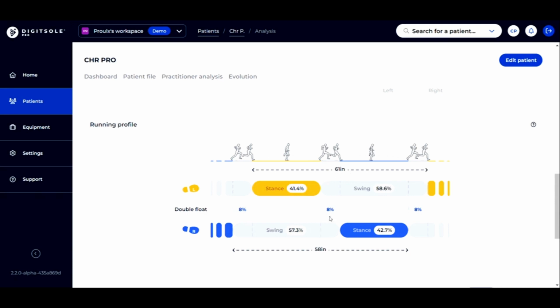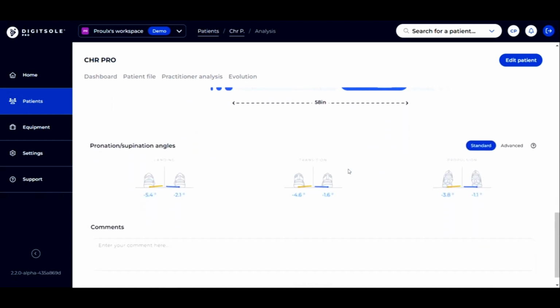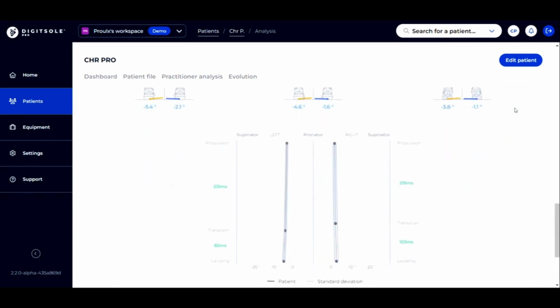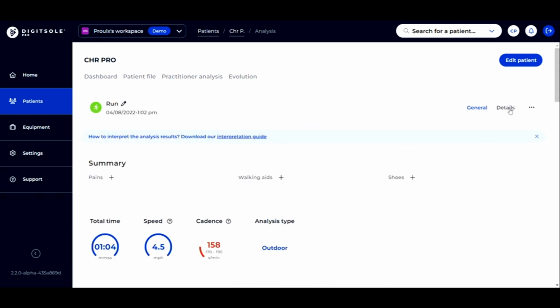So I quickly look at these two. We see a 3-inch difference. Not too dramatic, but we continue to look down and see if we can find anything else. The pronation supination angles that we see, we consistently see that it's almost always at least double with regards to heel inversion or supination on that. So I'm going to go ahead and click on the advanced, and that's actually going to show me that graphical representation. Now I'm going to click on the details.